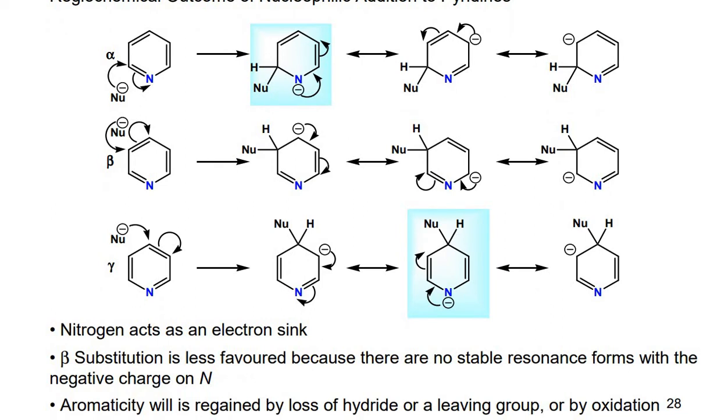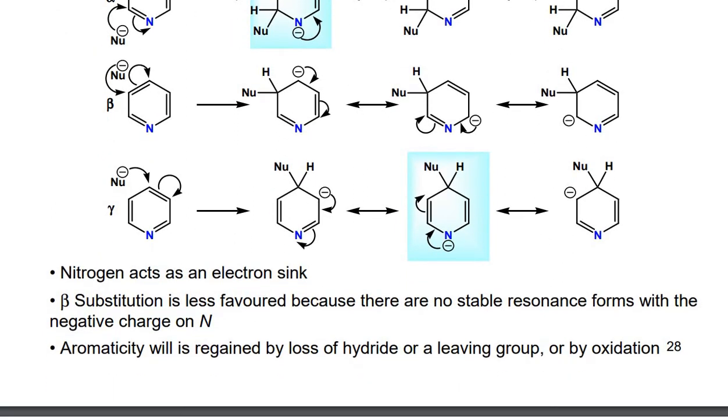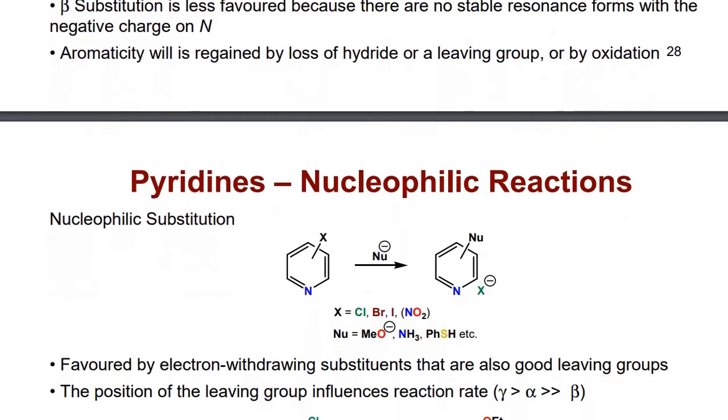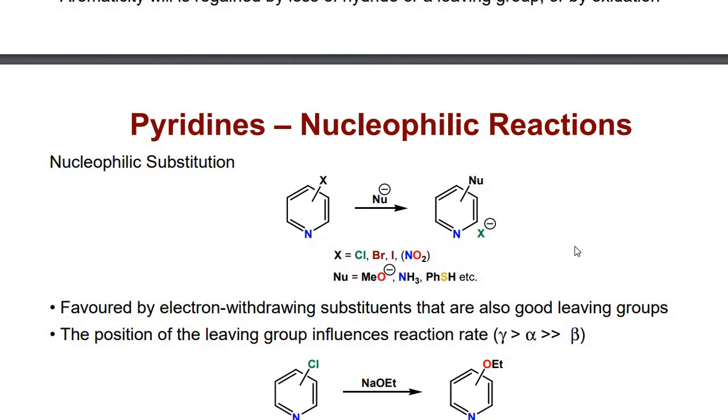Nitrogen acts as an electron sink. Beta substitution is less favored because there are no stable resonance forms with the negative charge on nitrogen. You can see this and this. Aromaticity is regained by loss of hydride or leaving groups or by oxidation. Pyridine nucleophilic reactions. Nucleophilic substitution.